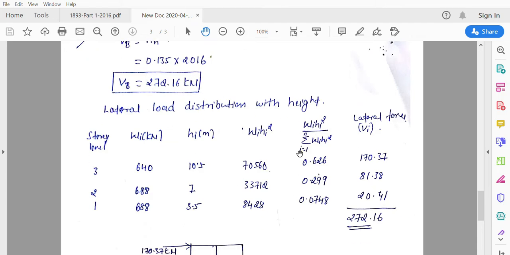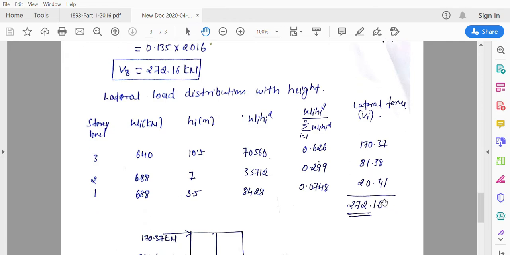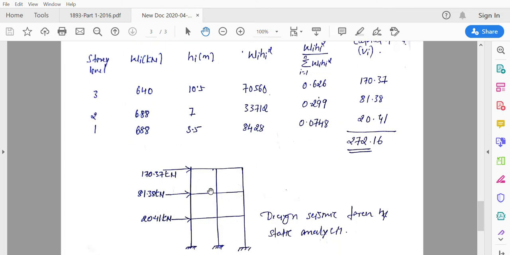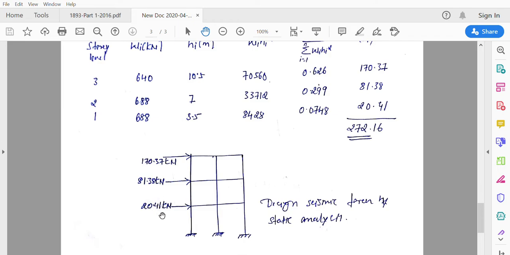If you calculate in this format, the total lateral force will be 272.16, and the lateral force in the third floor is 170.37, in the second floor it is 81.38, and in the first floor it is 20.41 kN. So this is how design lateral force can be calculated using the IS 1893 Part 1, 2016 codebook. Thank you.